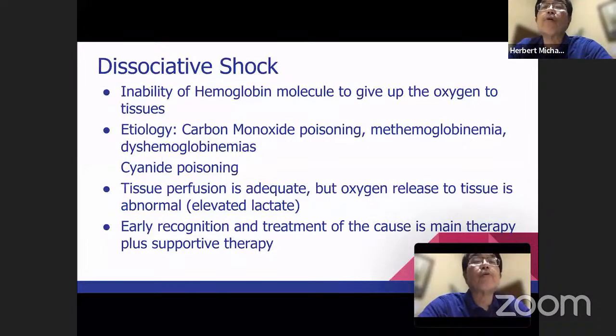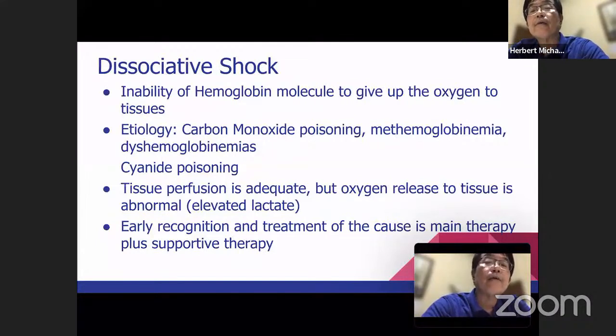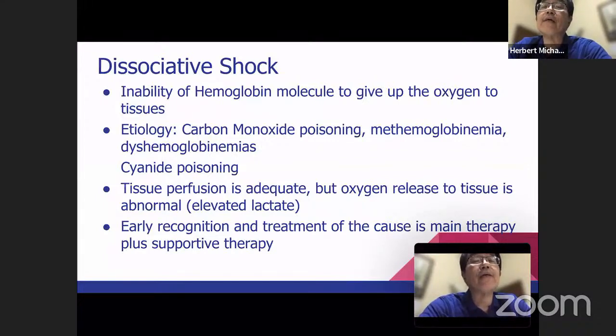And that's the reason why in carbon monoxide poisoning and cyanide poisoning, these patients do not look cyanotic. And the only way for you to suspect is that when you take the venous blood, you'll be surprised that it is bright red. And when you compare it with the arterial blood, it is also bright red. And from the history, you would now get an idea of where the patient got the cyanide. Tissue perfusion in these patients is adequate, but the oxygen release to the tissue is not going on. And therefore, you would have an elevation of the lactic acid. And therefore, early recognition and treatment of the cause is the main treatment plus the supportive treatment.